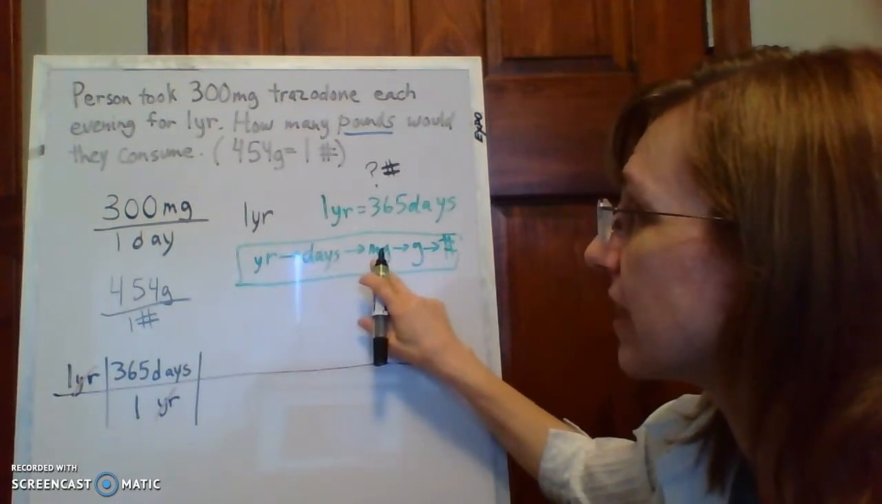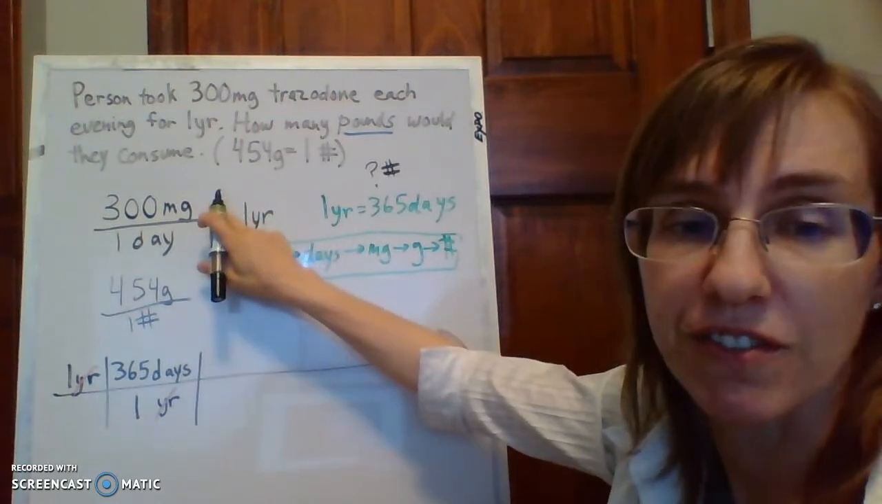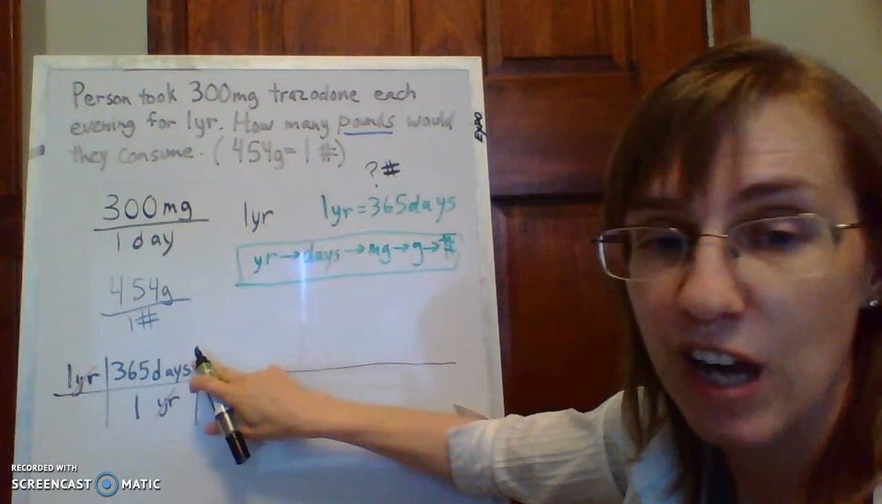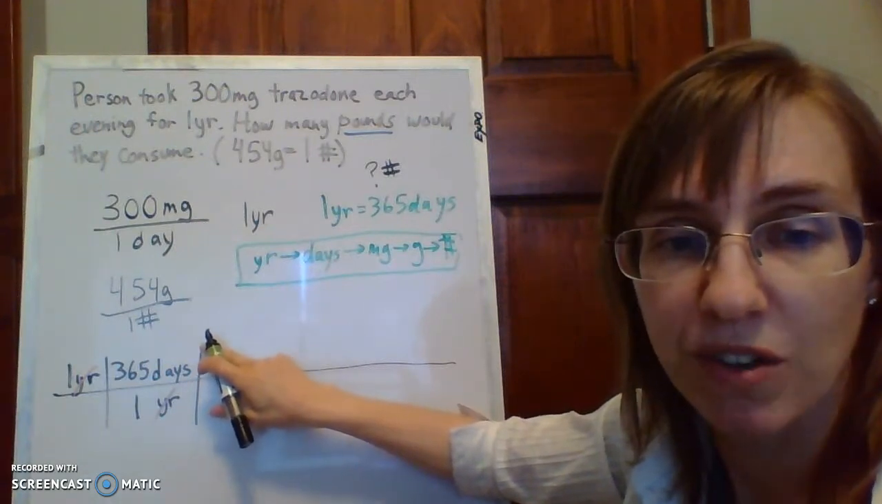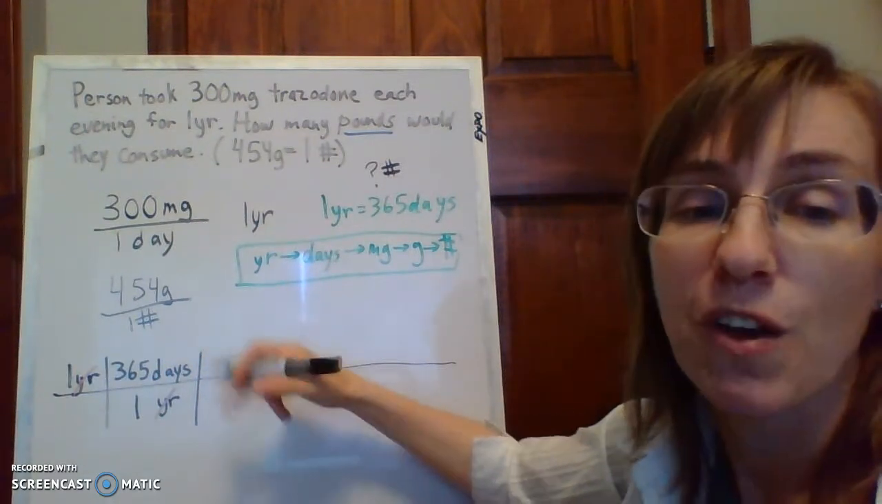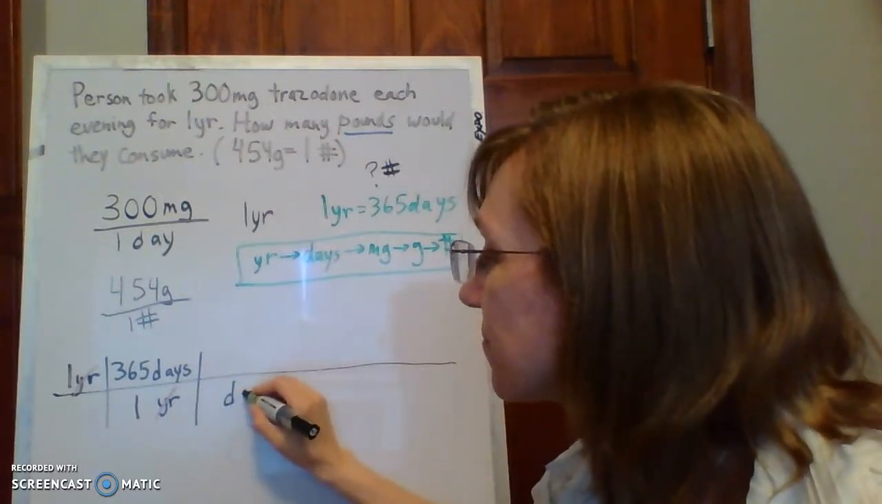From days, we said we could get it to milligrams using this conversion factor. Now, days is on the top here, so where does it have to be in order to cancel out? Well, days have to be in the bottom.